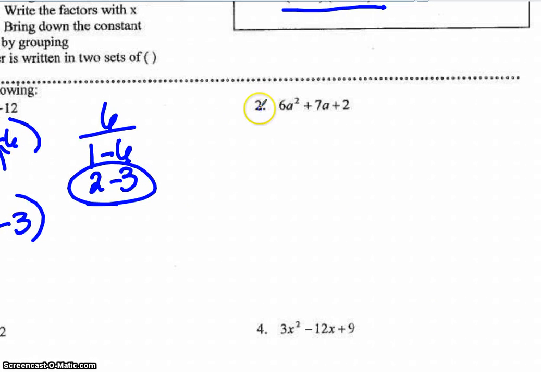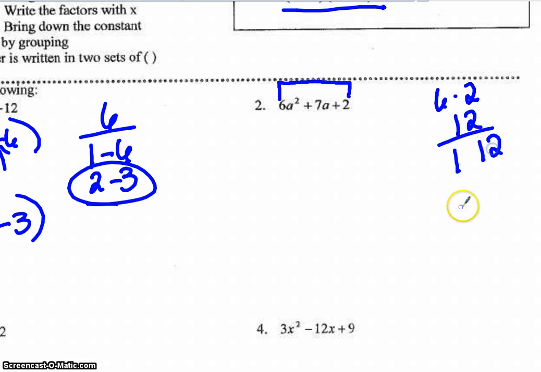Number 2, I have a 6, I have a 7, and I have a 2. They have nothing in common. So I'm going to have to take the first number, which is 6, and the last number, which is 2, and multiply them. 6 times 2 is 12. 12 is what I'm going to find the factors of. 1 and 12, 2 and 6, 3 and 4. Signs are the same. They're all positive.